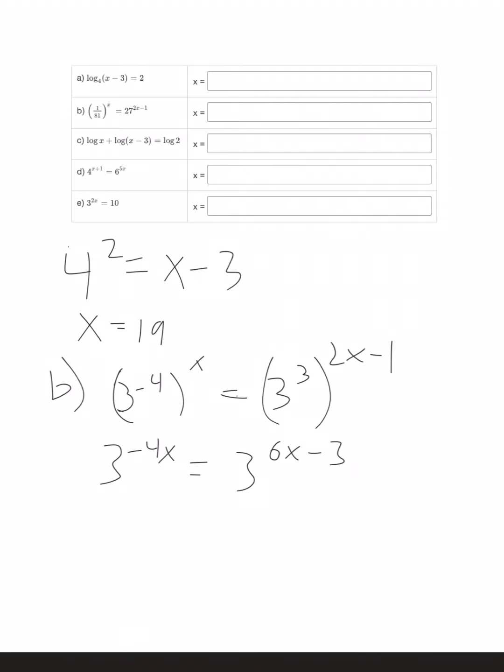And now because both sides are 3 raised to some power, in order for that to be equal, the powers must be equal. So we just set them equal to each other. Negative 4x equals 6x minus 3. Combine the x's, divide, do the algebra there, and we're going to get 0.3 equals x. So that's A and B.